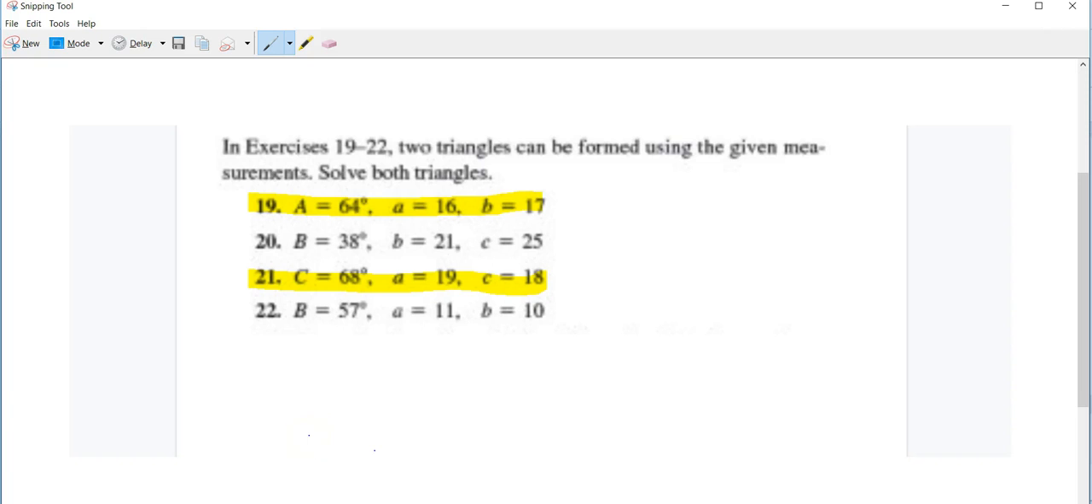Tomorrow. Okay, so draw two triangles. Two triangles can be formed by the given measures. Solve both triangles.